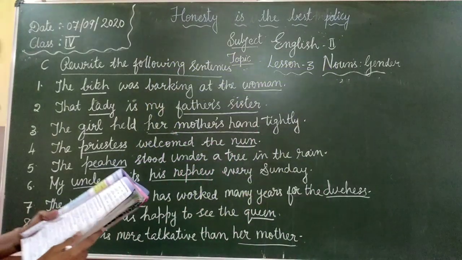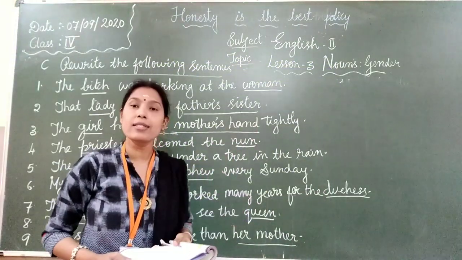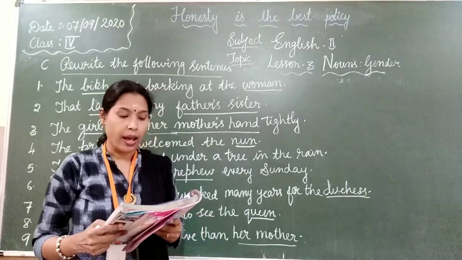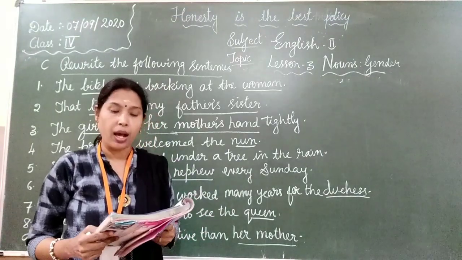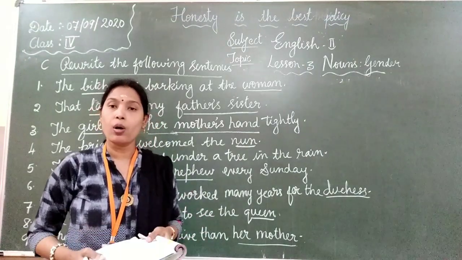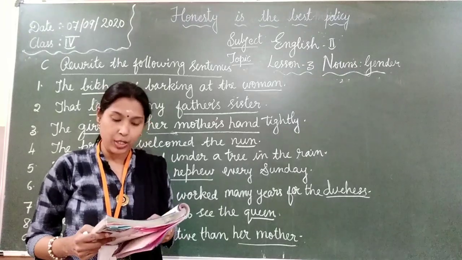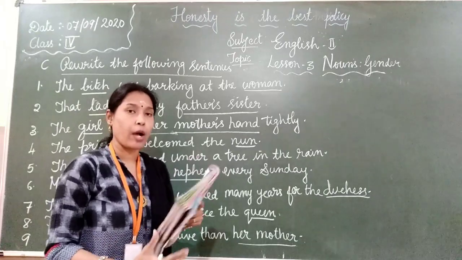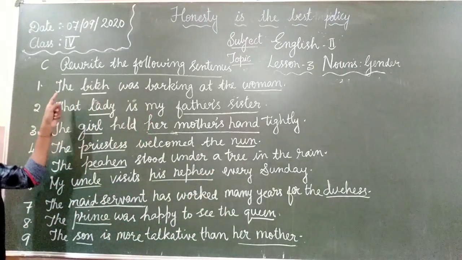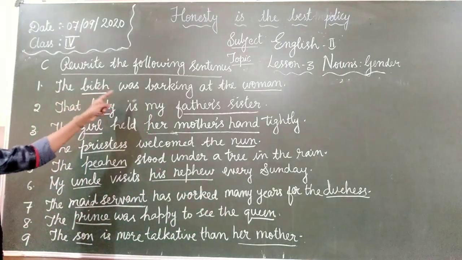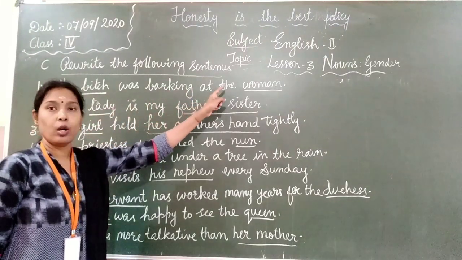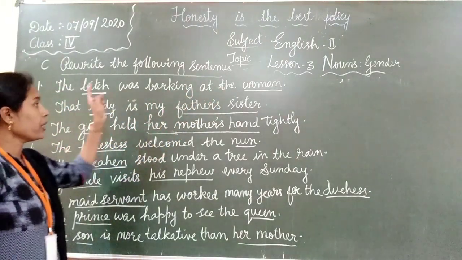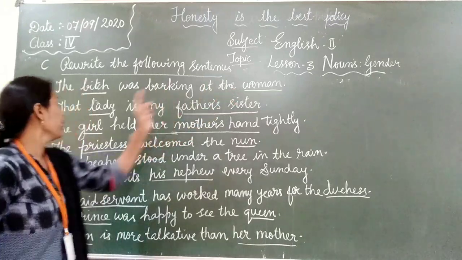The first question is, the dog was barking at the man. The dog and man are underlined. Then the feminine of dog is bitch and the feminine of man is woman. So you have to write the sentence in the blank: the bitch was barking at the woman. And you have to underline bitch and woman.